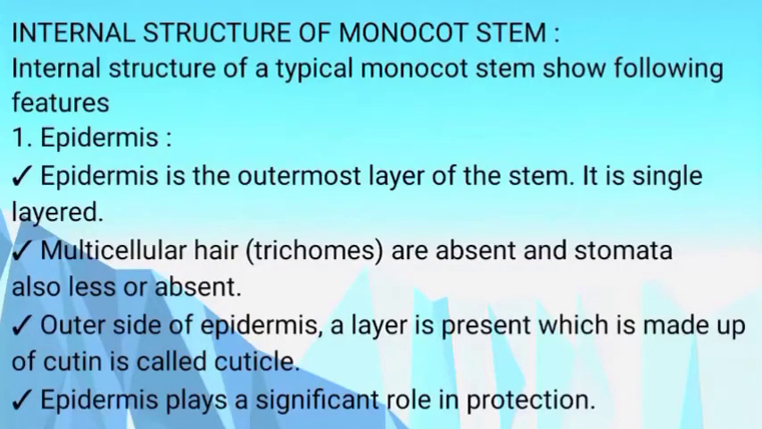Outside of the epidermis, a layer made up of cutin is present, called cuticle. Epidermis plays a significant role in protection of the stem. Remember, in the monocot stem, epidermis is, as usual, a single, outermost layer, but trichomes are absent. Stomata are less in number or absent. Cuticle is present. The main function of the monocotyledonous stem epidermis is protection.